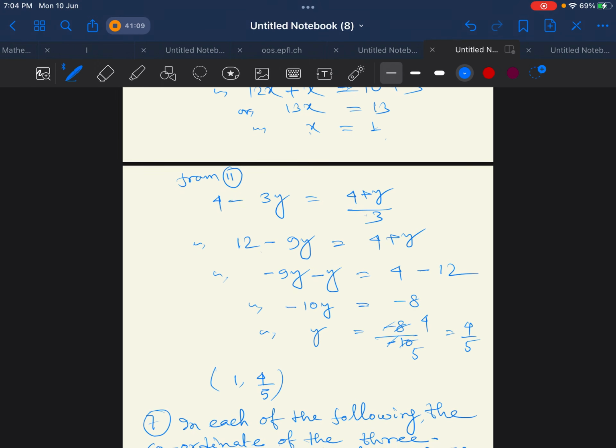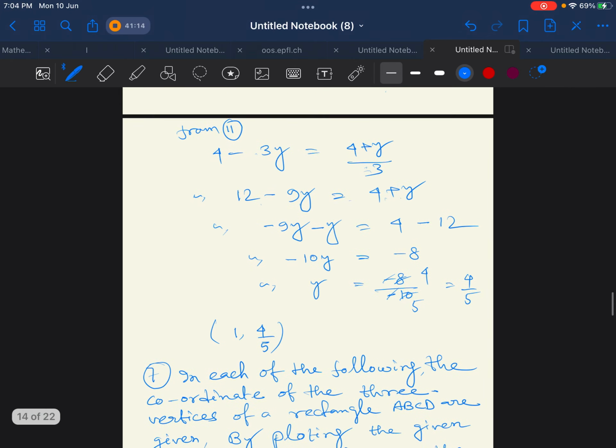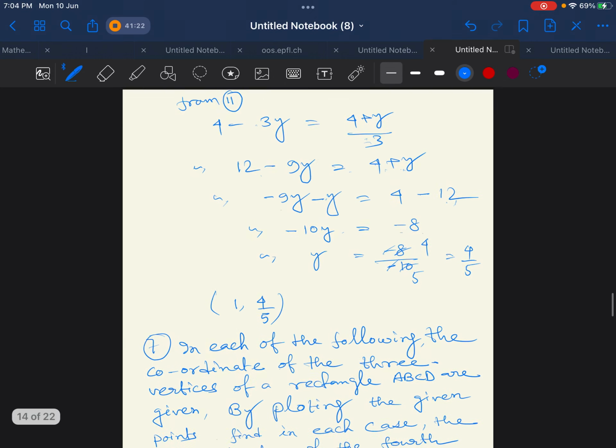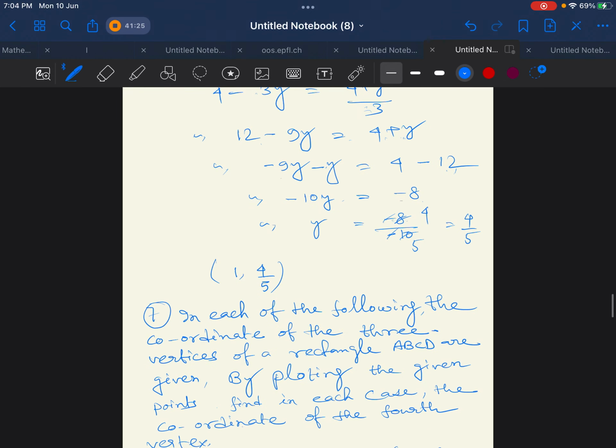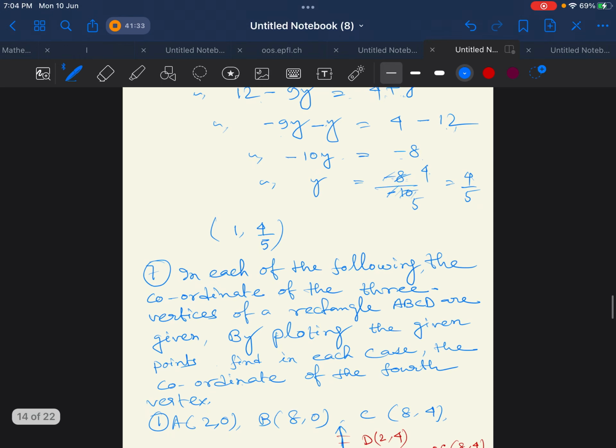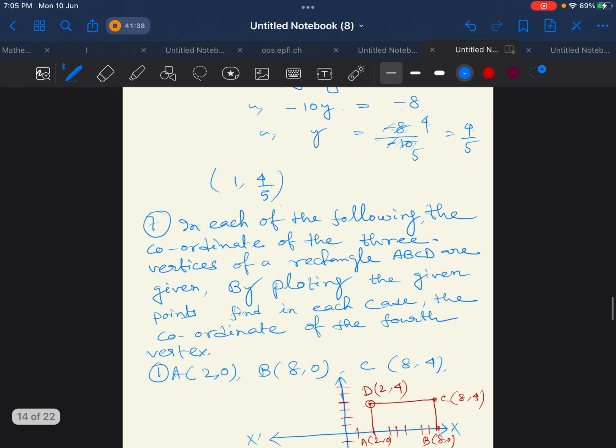From equation 2, 4 minus 3y equals 4 plus y by 3. 4 into 3, 12, minus 3 into 3, 9y equals 4 plus y. Minus 9y minus y, minus 10y equals 4 minus 12, minus 8. Y equals minus 8 divided by minus 10. Minus minus cancel, and 2 fives are 10, so 4 by 5. So this point is 1, 4 by 5.